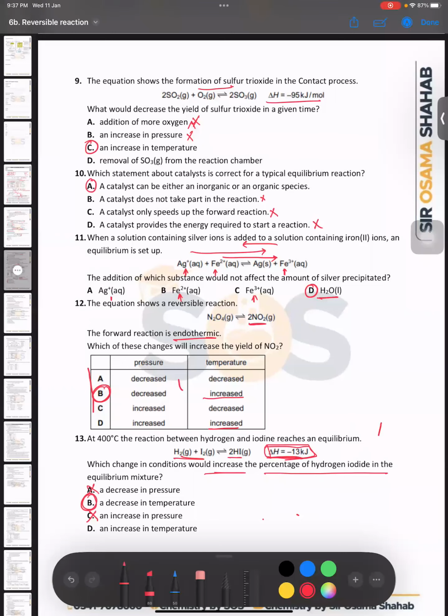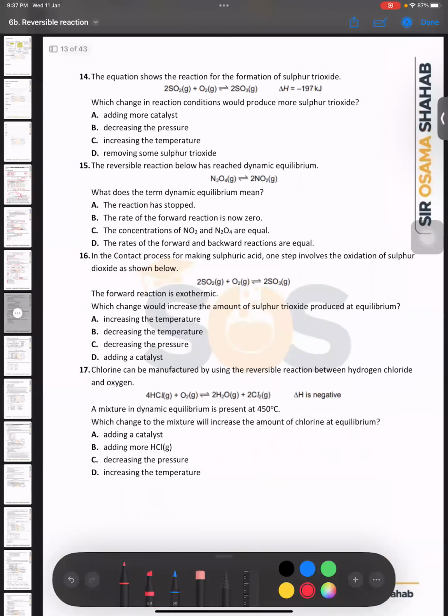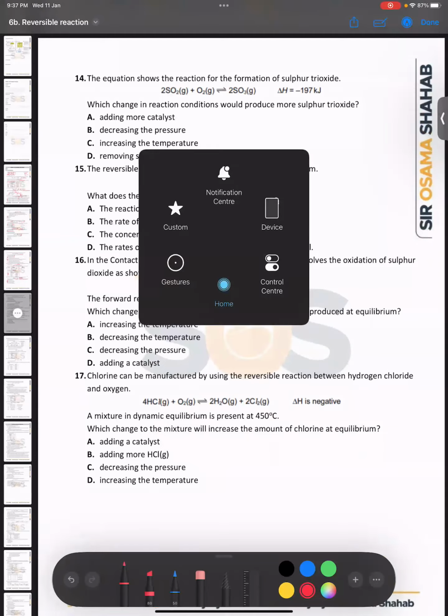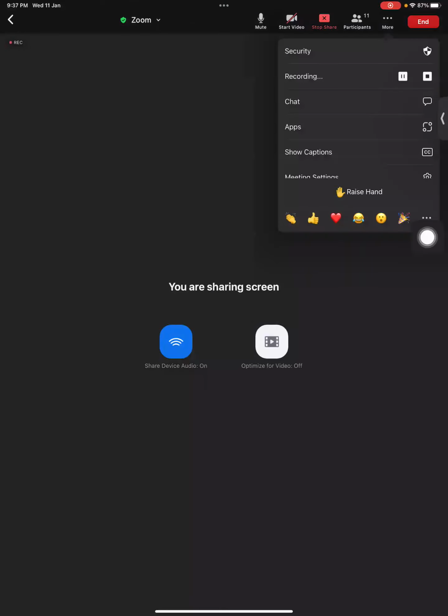Right, everyone? Is that clear? Yes, sir. Then we have 4 more questions over here. So let's see, can you solve this or not? Let's try this. More questions.